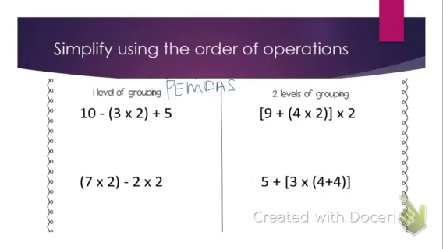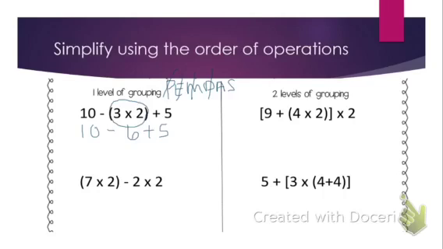So P is for parentheses. So I'm going to circle 3 times 2, which is 6. And then I'm going to bring everything down from left to right. Once I bring everything down, I see there's no more parentheses, so I cross out the P. E is for exponents, so I can cross it out because there's no exponents. M is for multiplication. I do not see any multiplication symbols, so I can cross it out.